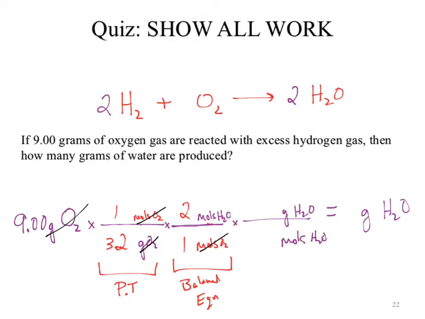Is there a place to find the relationship between the mass and moles for a substance? Where is that found? Our periodic table. We get 18 grams of water is 1 mole of water. Our units now come out as grams of water. We can punch it into the calculator and we'd have our answer.